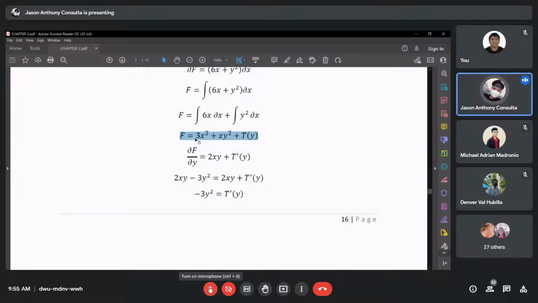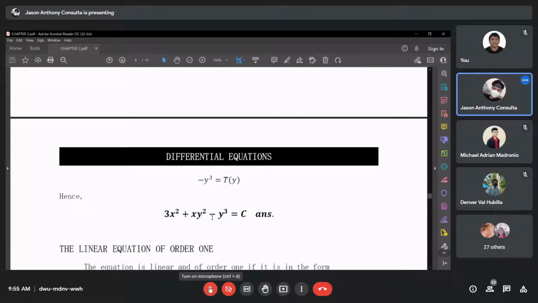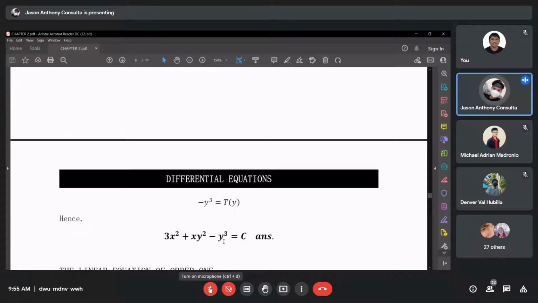So f is equal to 3x squared plus xy squared minus y cubed. F is just equal to c. So our answer is this: 3x squared plus xy squared minus y cubed equal to 0.